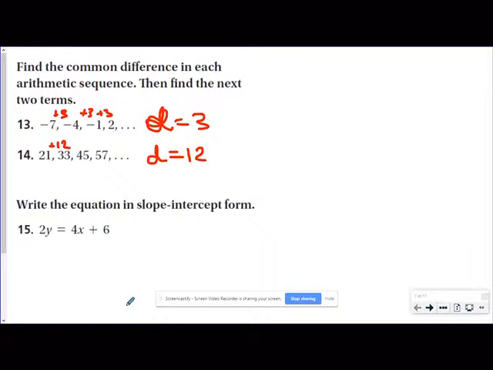Number 15, they wanted the equation in slope-intercept form. Again, a reminder to you that is y equals mx plus b. And to get there, we need to divide everything by 2 all the way through. And that gives me y equals 2x plus 3.